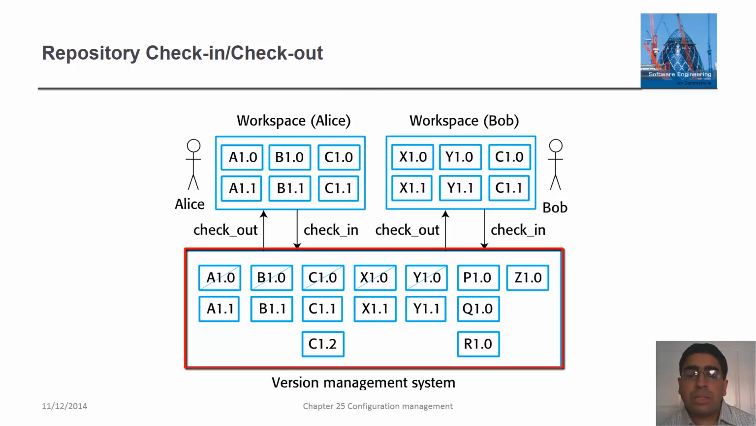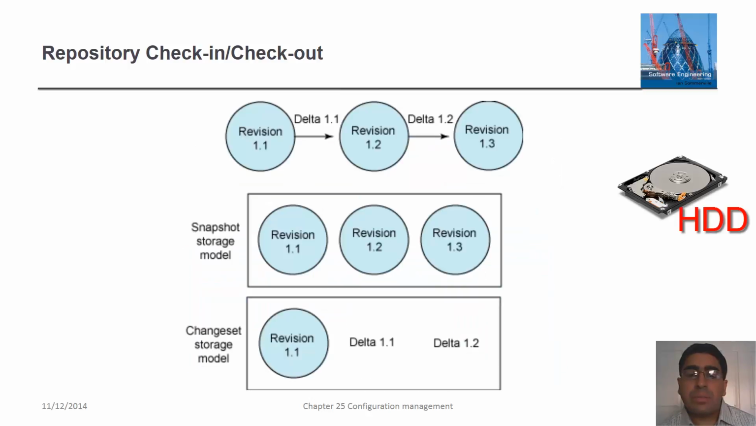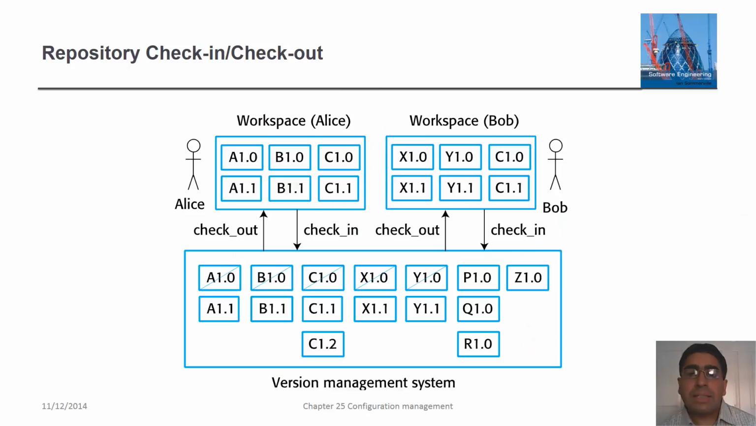In the old days, storage management was the most important function of a version management system because disk space was very expensive. So when we changed a file, we did not want to create a copy of the old file, but only store the delta or difference between the old file and the new file. Storage is now less important because of cheaper storage devices.